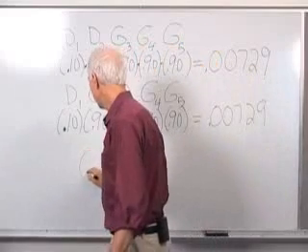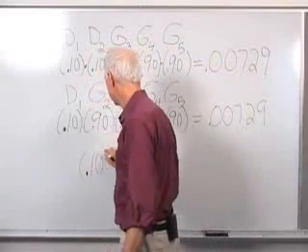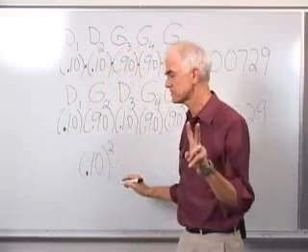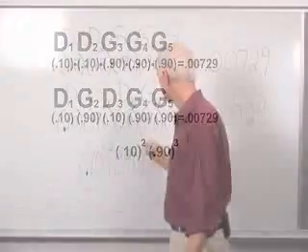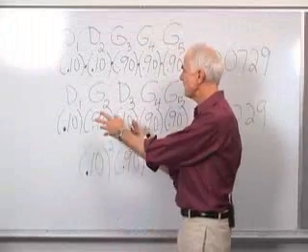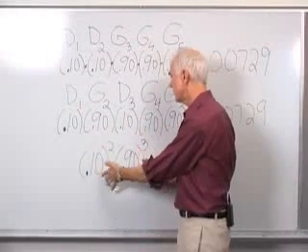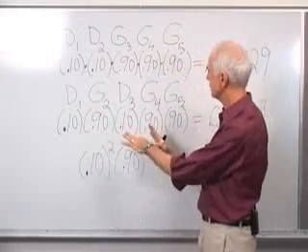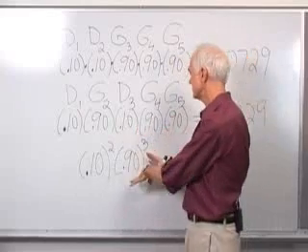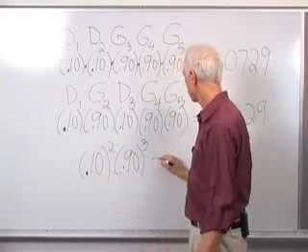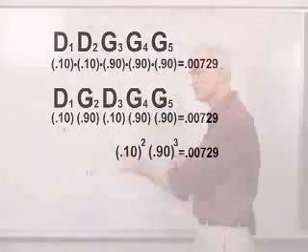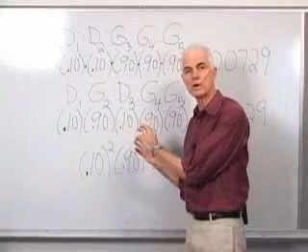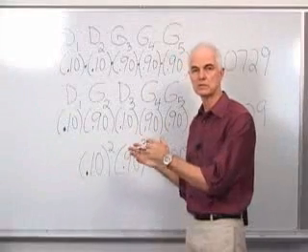We can say that no matter what order we have them in, we're going to have 2 defects and we're going to have 3 good parts. So when you multiply 0.10 times 0.10, you have 0.10 to the second power. And 0.90 multiplied 3 times is 0.90 to the third, which works out to be 0.00729. So at this point, we have the particular number for an individual sequence or order.